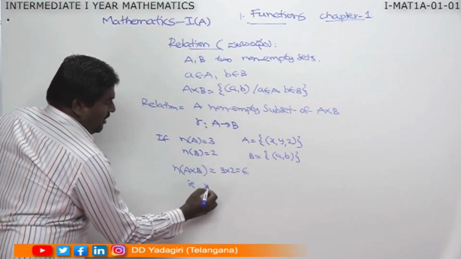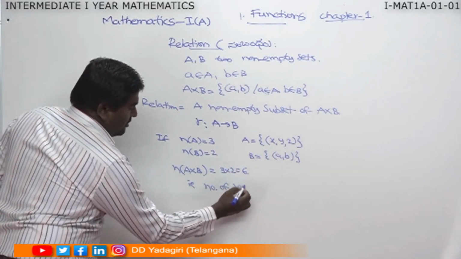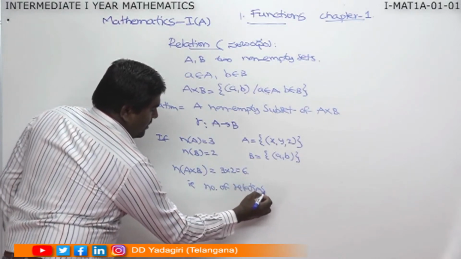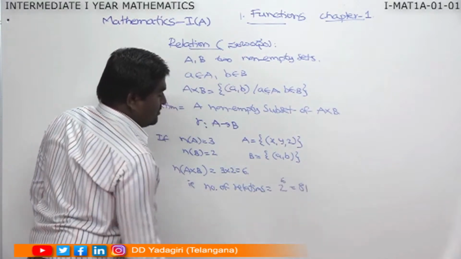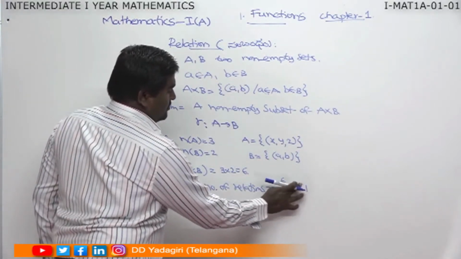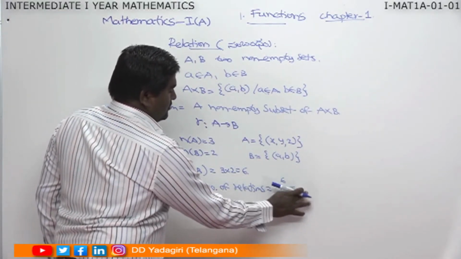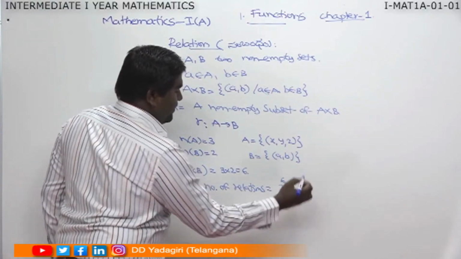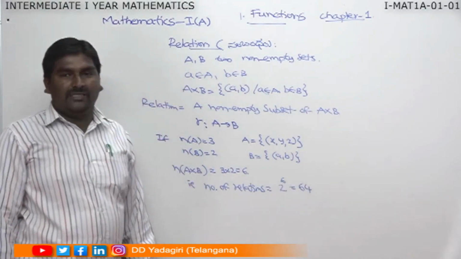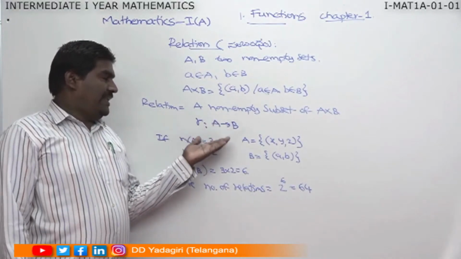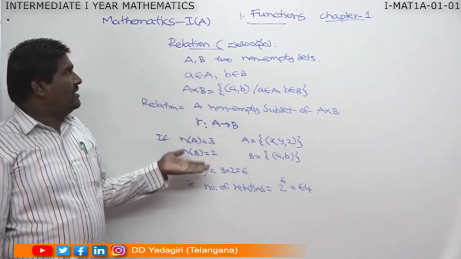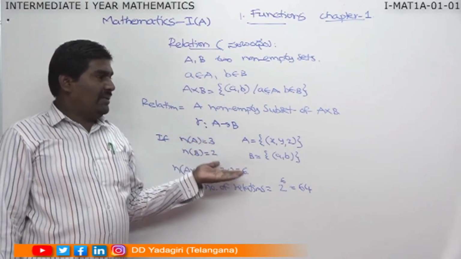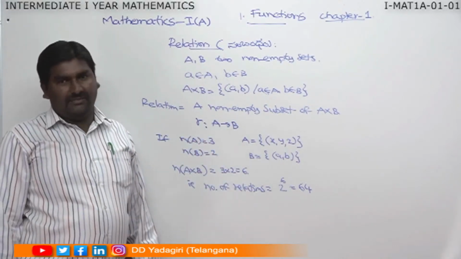That is, the number of relations is 2 power 6, that is 64. 64 relations we may establish by taking these two sets A and B. So based on these three concepts, we may define function.